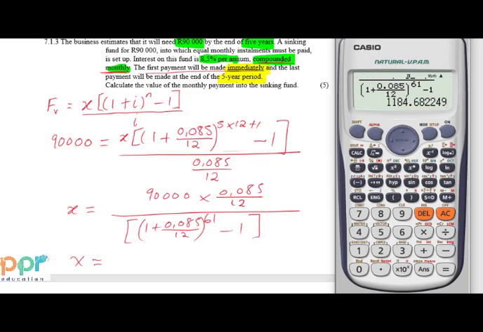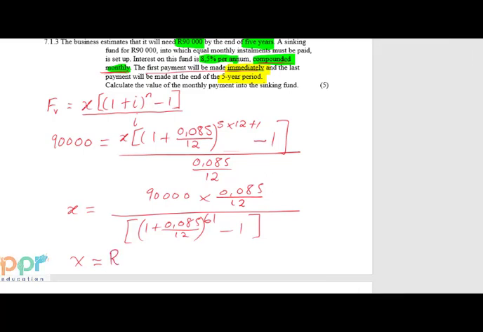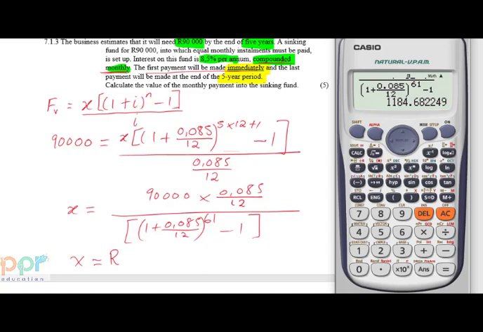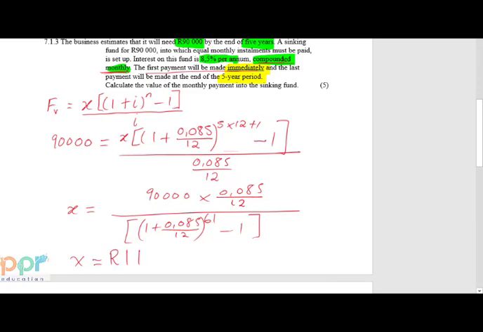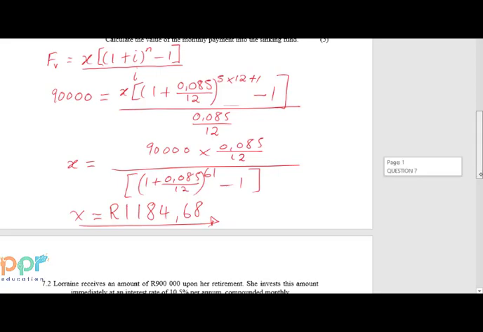Then your final answer is, so some monthly payments it's 1,184 rand and 68 cents. These are the monthly payments for the sinking fund. So come again, send the question live.